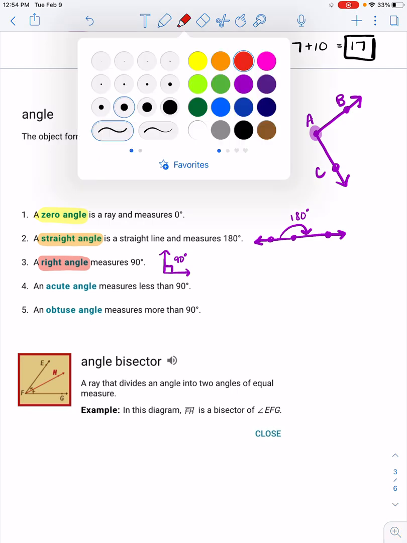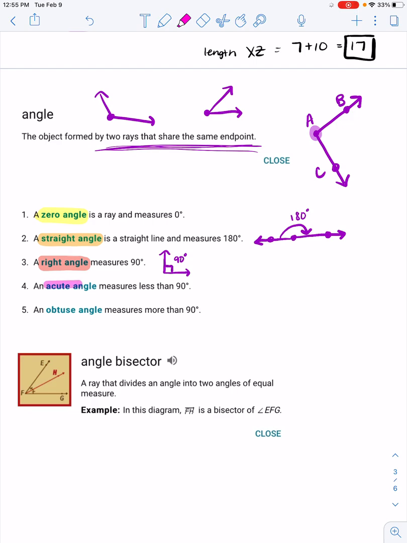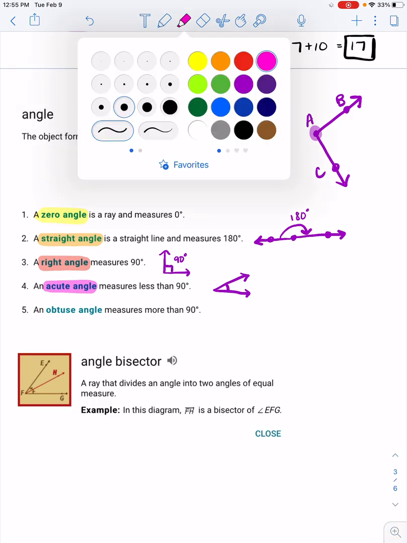Okay, so then we have an acute angle. So an acute angle right here, it says it measures less than 90 degrees. So acute, it's just small. It typically looks something like that. So the measure between the two rays is just smaller than 90 degrees. And then our last one is an obtuse angle.